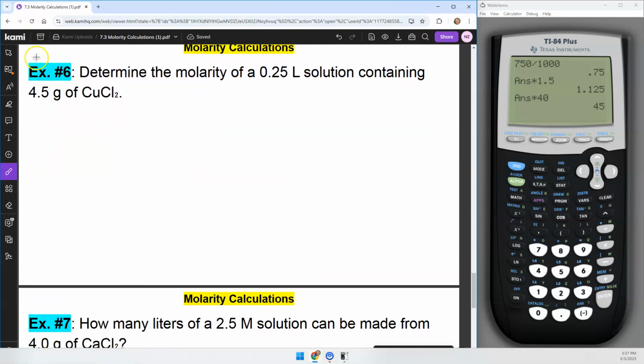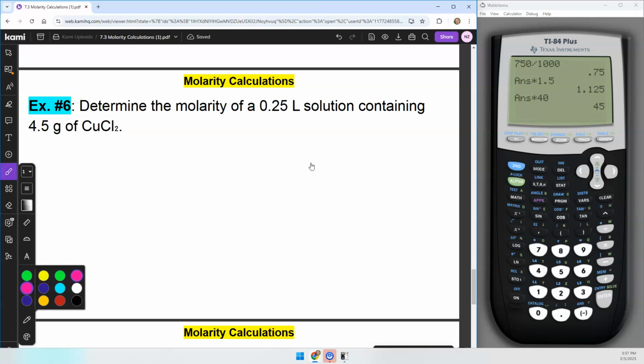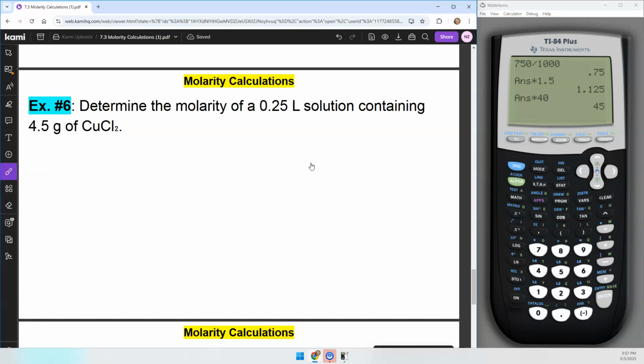Let's move on to number 6. Okay, so number 6 says, determine the molarity of a 0.25 liter solution containing 4.5 grams of copper chloride. Okay, so here we have liters and grams. So what are we going to do? Well, we're trying to find molarity, and remember, molarity is moles over liters. So we already have our liters, we just need to find our moles. So let's take our 4.5 grams and let's turn that into moles.